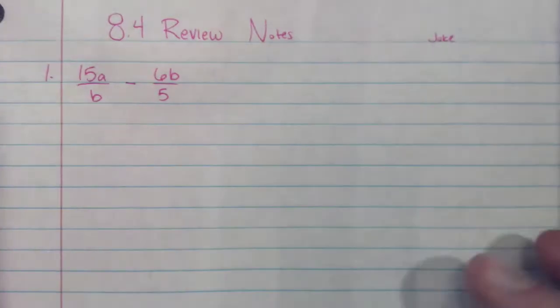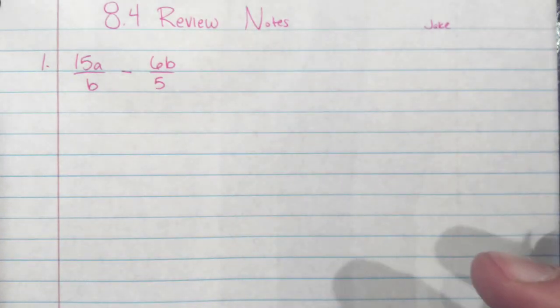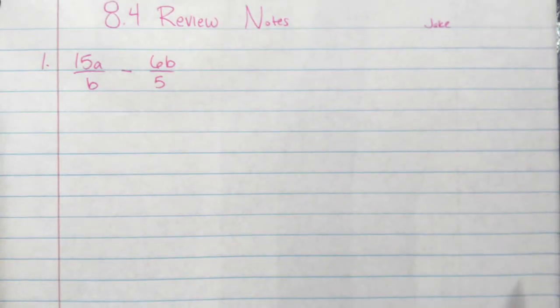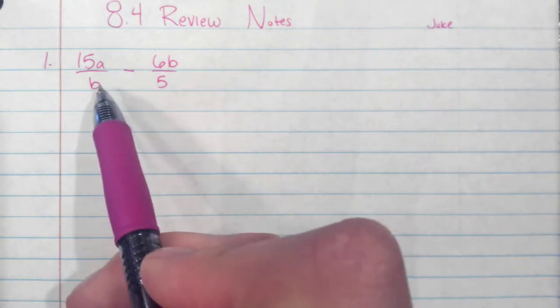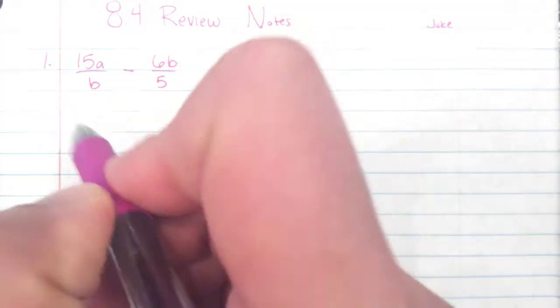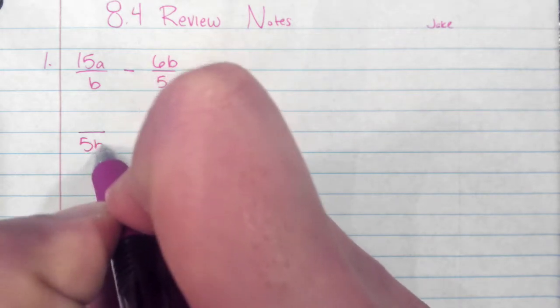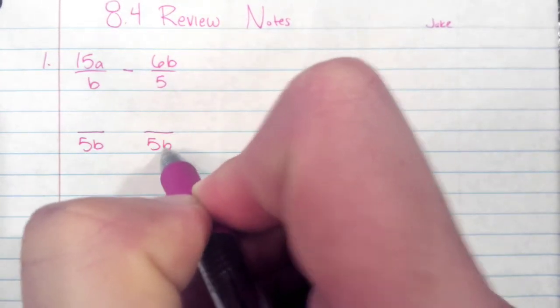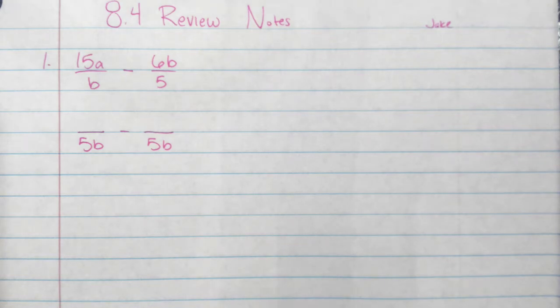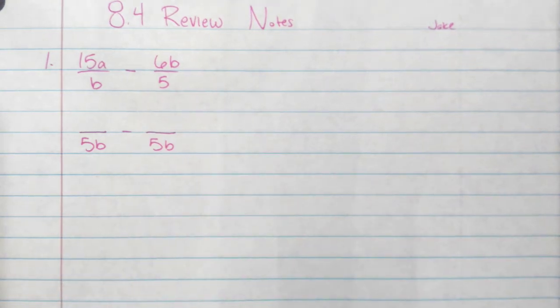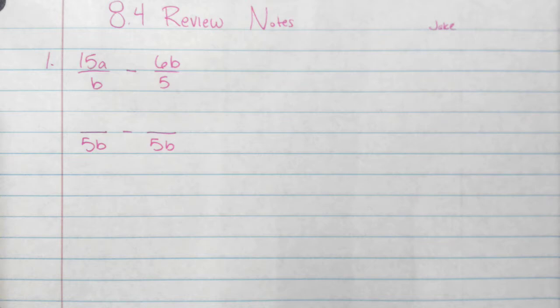It's going to be 15a over b minus 6b over 5. All right, so we are adding and subtracting these rational expressions. We have to make common denominators. So for these single denominators here, very easy common denominator. You just multiply them together. 5b is going to be our common denominator. So we'll put those two new fractions with that common denominator, and then we will find out from our previous denominator to a new denominator, what did we multiply by.